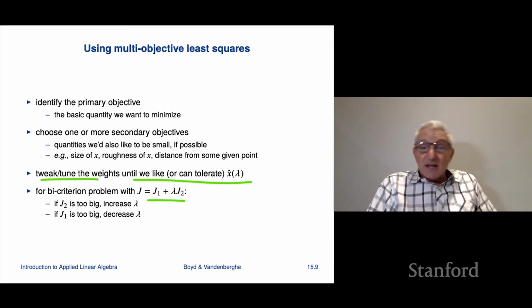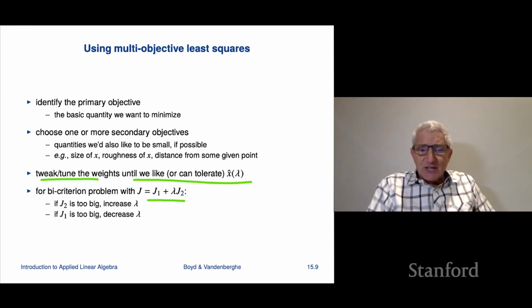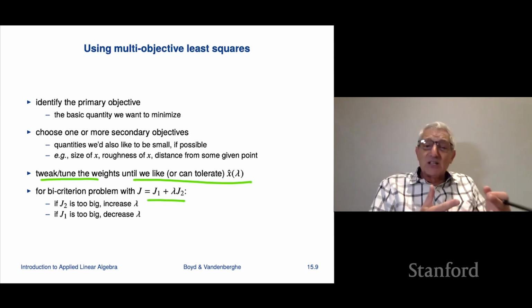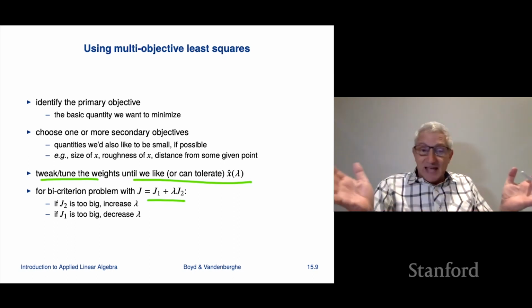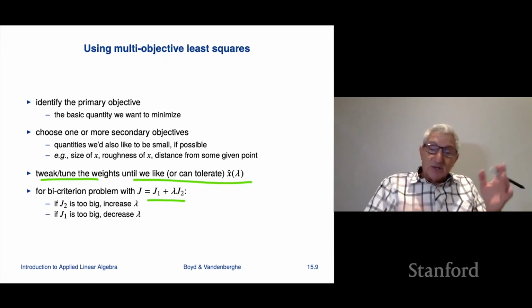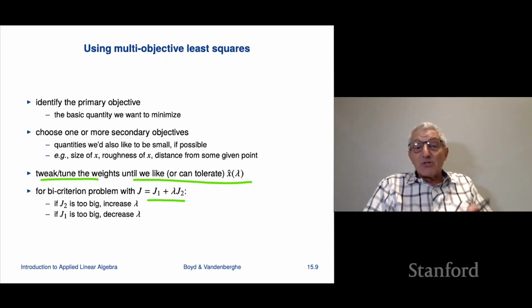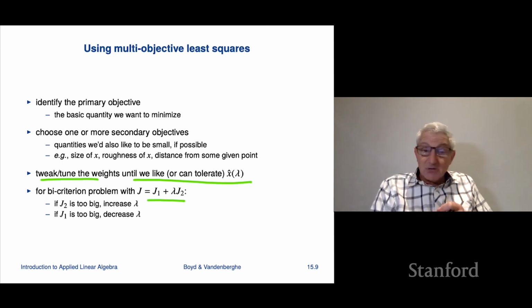And sometimes this is done in an organized way, but more often than not, it's just done by fiddling around, literally just like this. You type in a lambda, you look at the solution, run some simulation or something to see if you like it. And if you don't, you tweak lambda, and then when you get bored, you quit and you say, that's my x. So this is kind of how it's used in practice. This will be much more clear when we look at some examples, which we'll do next.